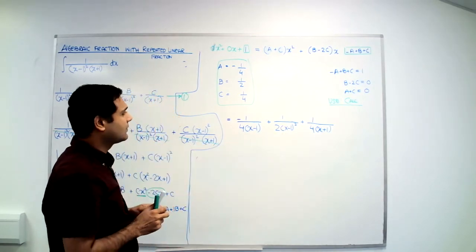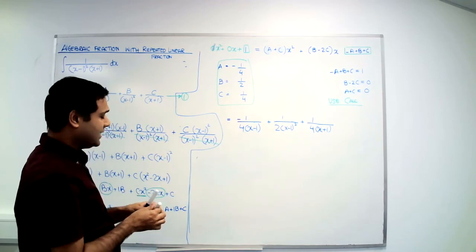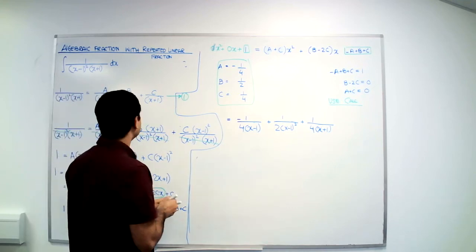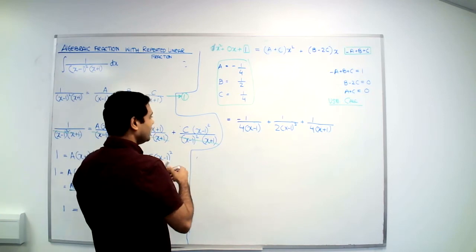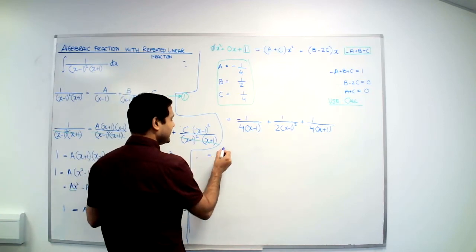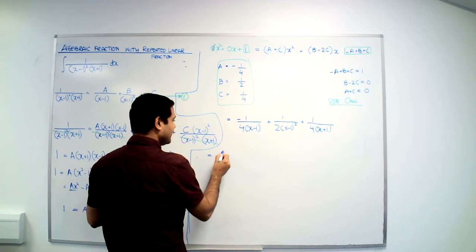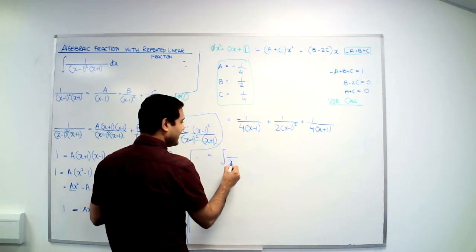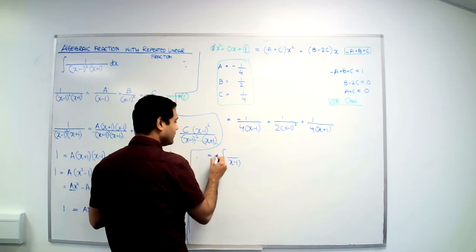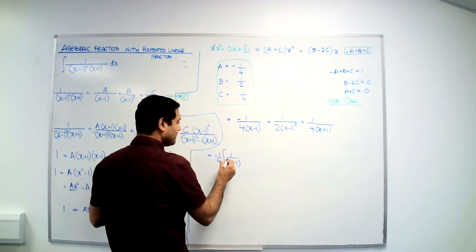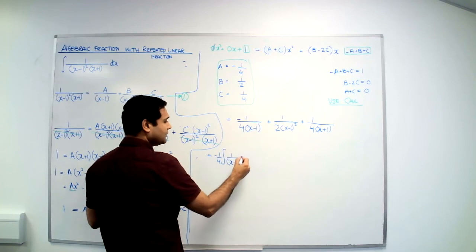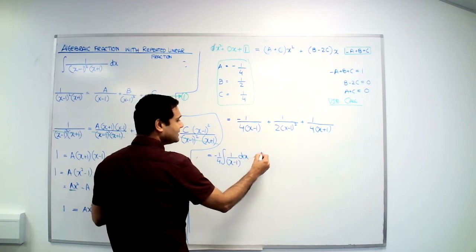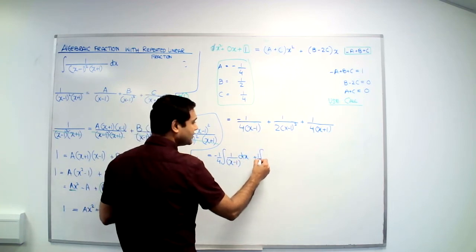Now let's have a look at the integral. Let's do integration now, because that's what we need to do. So if I integrate this bit, integral of x minus 1, this minus 1 over 4 comes out. Minus 1 over 4 comes out. Plus the integral of 1 over 2 comes out.